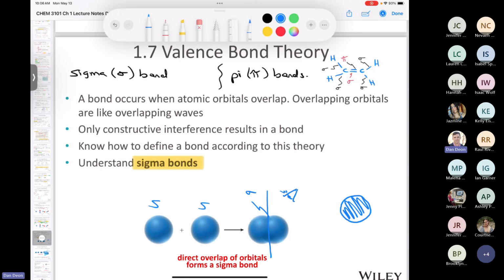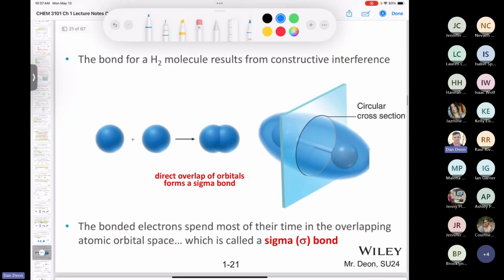So when you have two orbitals overlapping and you take a cross section and you get a circle, that is a sigma bond. And here's the circular cross section, right? If you were to take a look at this part with your eyeball, what would you see? You would see this blue circle shaded in. So we call that a sigma bond.